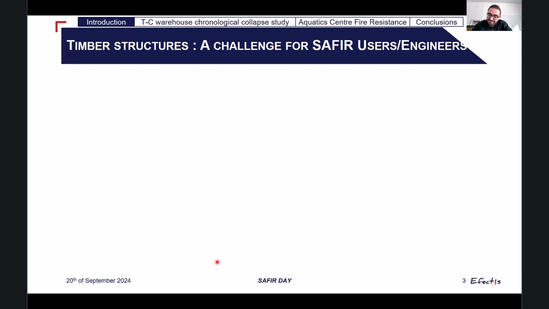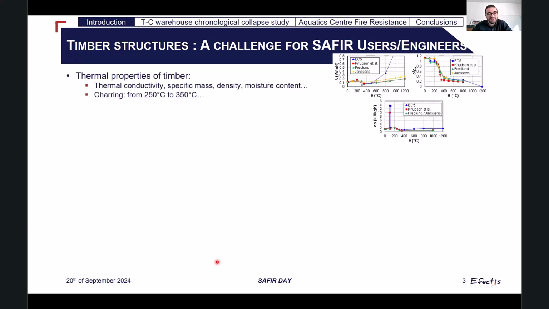SAFIR users face many challenges when dealing with timber structures. The first challenge, of course, is the thermal properties of timber: thermal conductivity, specific heat, density, moisture content. There's also charring that appears at a different temperature. We also have different evolutions of properties with temperature in the scientific papers. But let's say that these properties are well known, or they are imposed by design codes or regulations.